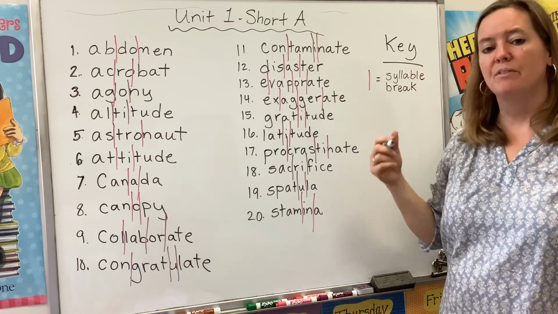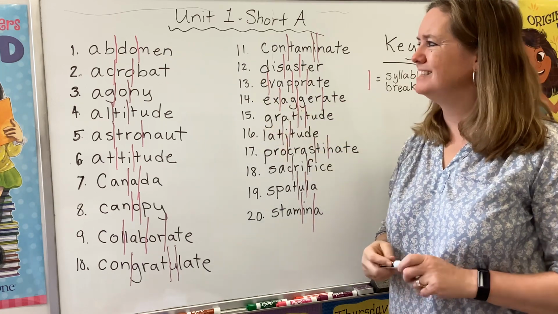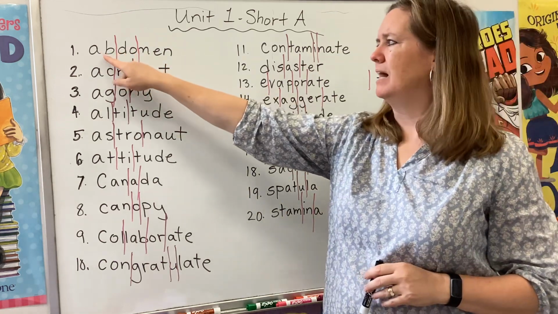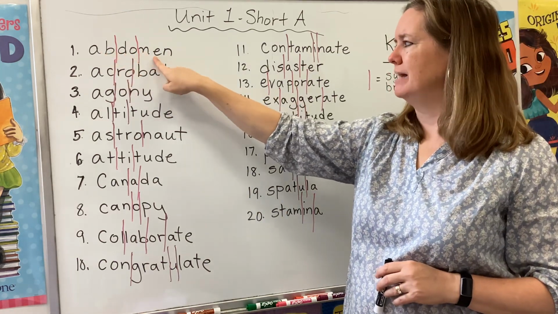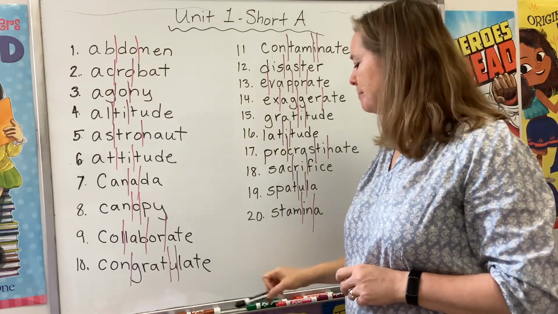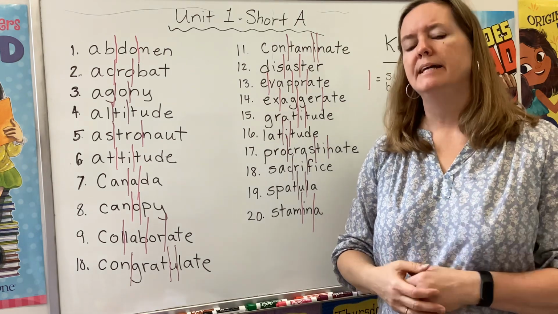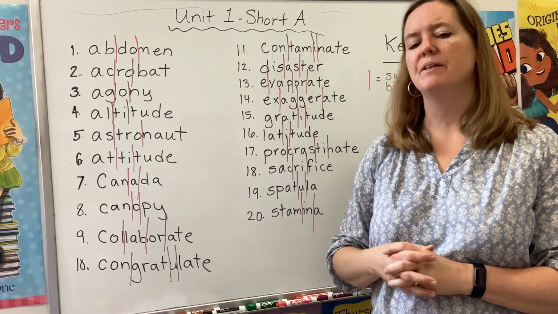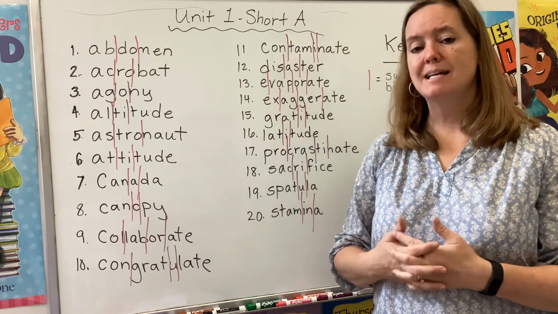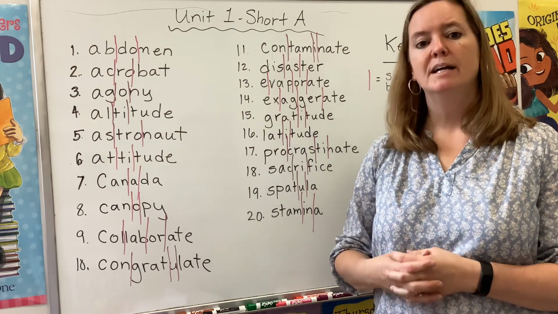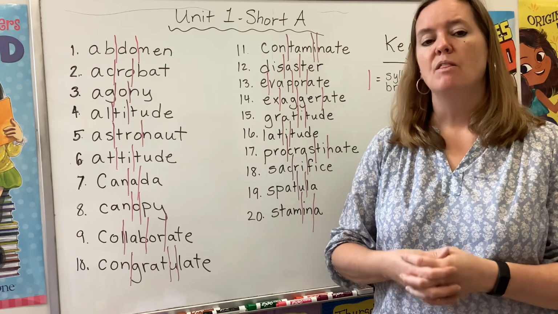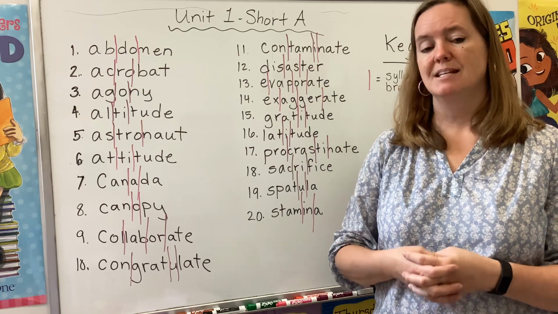Okay? Now, the nice thing about breaking a word into pieces is it makes it less overwhelming, right? I can spell ab-do-men. Ac-ro-bat. Easy peasy. You might recall in your earlier grades, you learned about the difference between a stressed and an unstressed syllable. So anytime a word has two syllables or more, some of those syllables are going to be said a little bit louder and a little bit stronger. Those are going to be your stressed syllables.